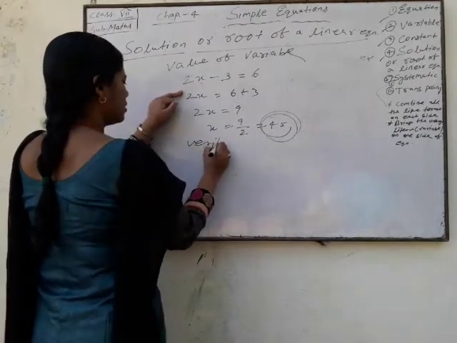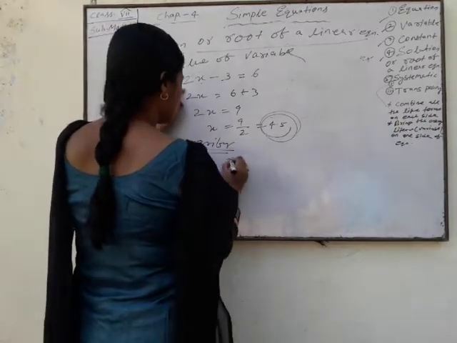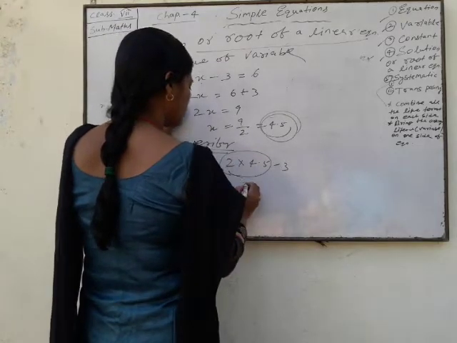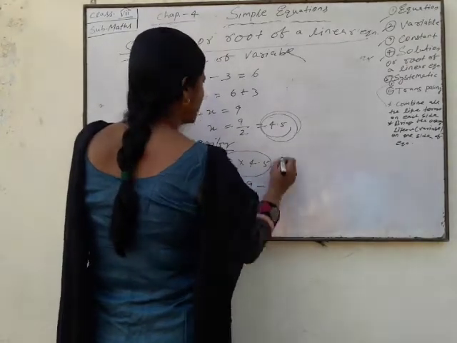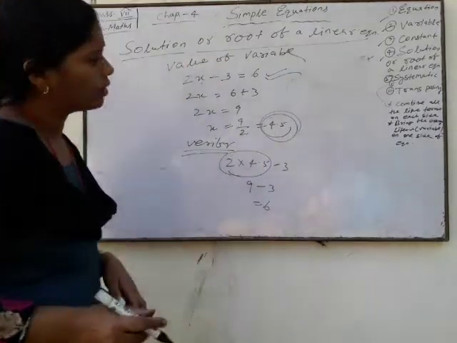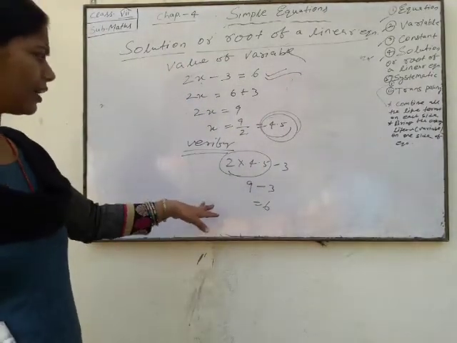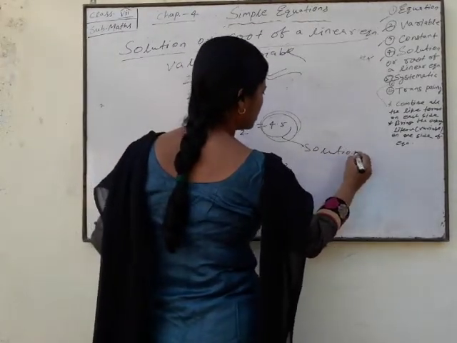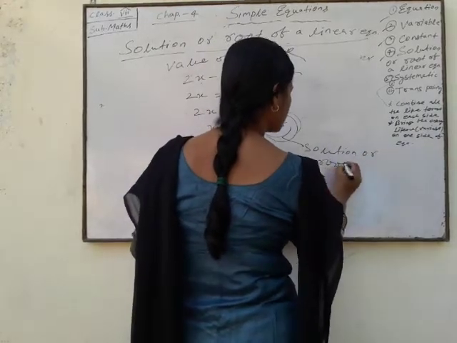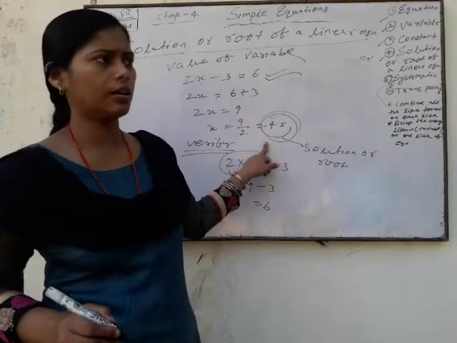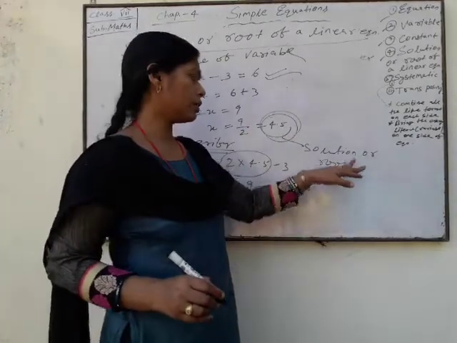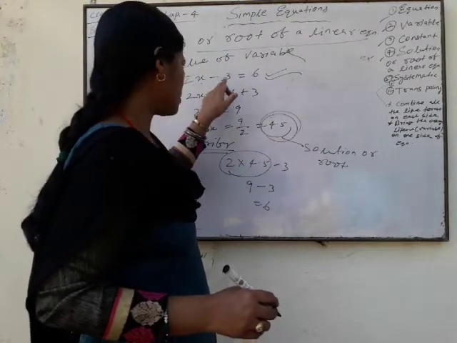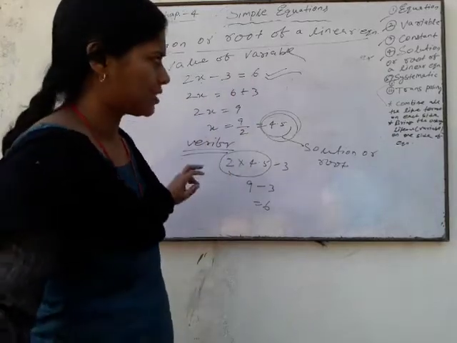Now look here, verify. 2 into 4.5 minus 3, this is 9 minus 3 is equal to 6, and your RHS is also 6. Your LHS equals RHS. So this is called your solution or root. Your value of x is called the solution or root of the given equation, 2x minus 3 is equal to 6.